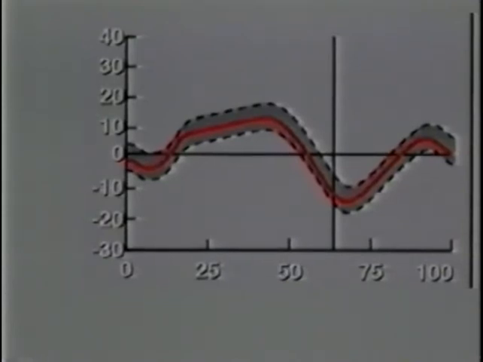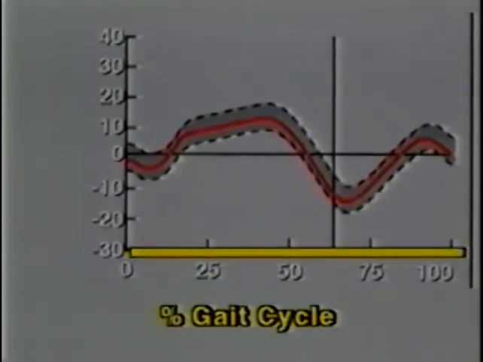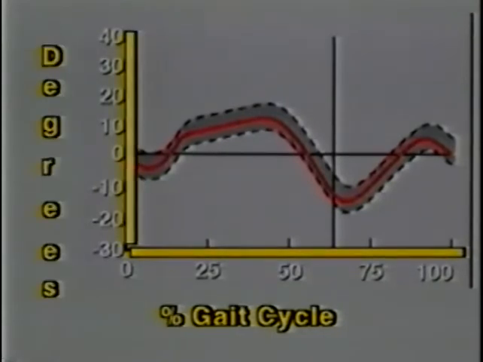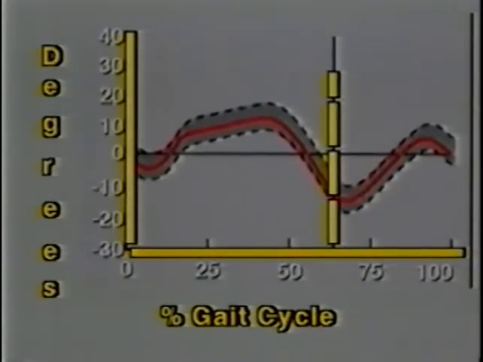A simple example of kinematics is the graph of the ankle. This is a typical kinematic graph of the ankle showing one complete walking cycle plotted along the x-axis, or abscissa, as percentage of the gait cycle. The degree of motion of the joint is plotted along the y-axis, or ordinate. The graph begins at initial contact with the vertical dashed line representing toe-off.